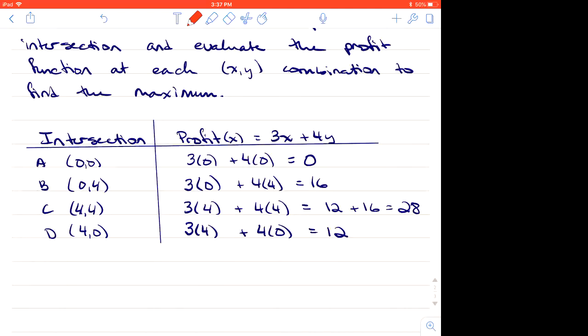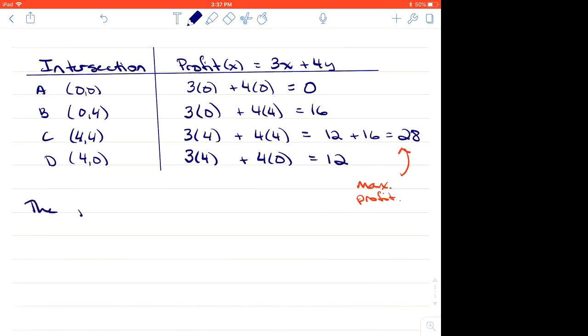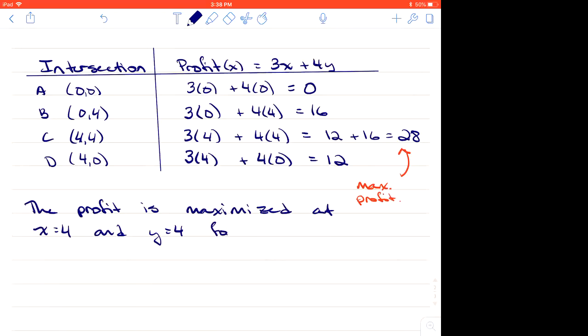So now, of these 4, we just look at our list: 0, 16, 28, 12. The highest is 28, right? And so this is our maximized profit. Cool. So then we write a little note saying the profit is maximized at x equal to 4 and y equal to 4 for a profit of 28 units, whatever.